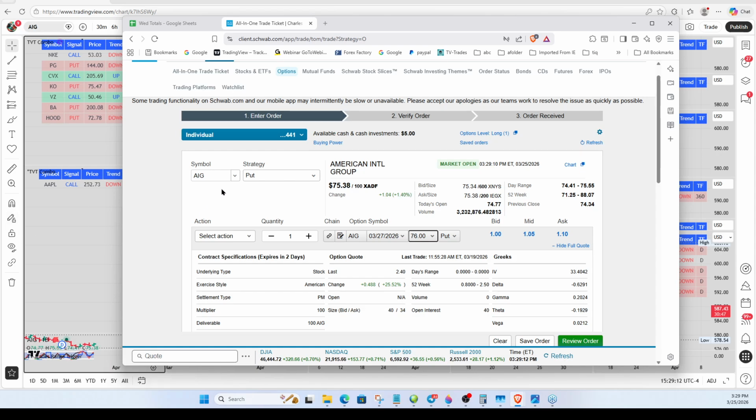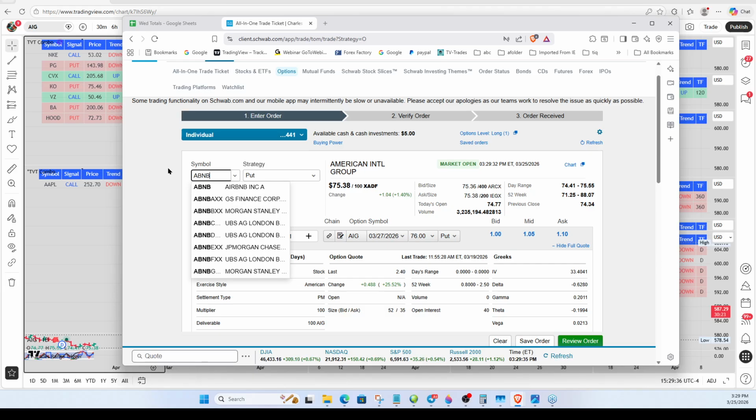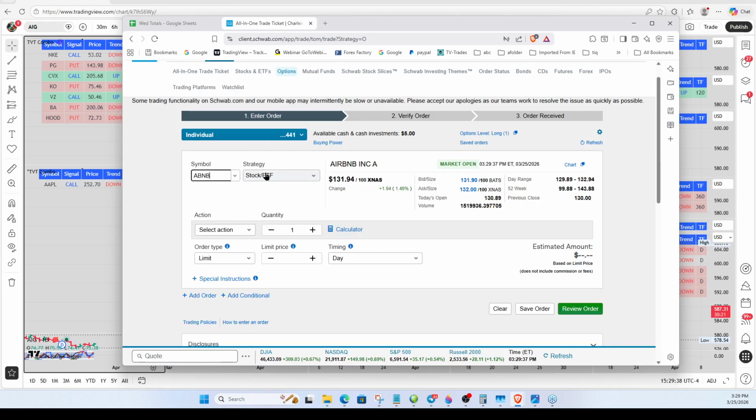This is AIG. Okay. So RTX, I'm sorry. I just wrote this all down on the wrong thing. The RTX I said I wasn't going to do. Right. AIG is a 76 put with a 110 and a 62 delta. Okay, so ABBV is the next one.